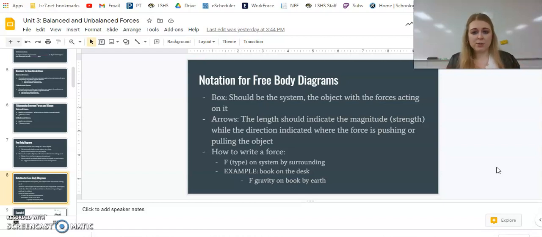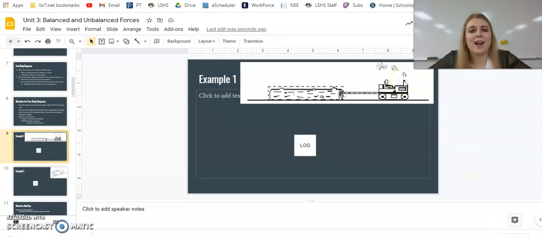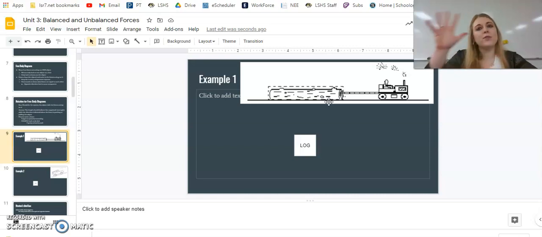We are not going to write the forces in quite yet. We will actually do that next week. But let's just have an idea of where forces would be. Here we have our tractor pulling a log. On this one, our system is going to be the log right here. We can only look at forces that are actually touching the log or would have a field force with the log.